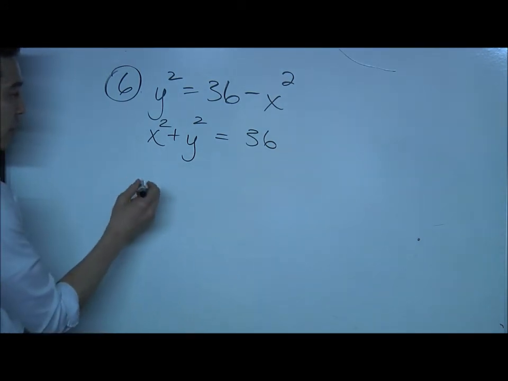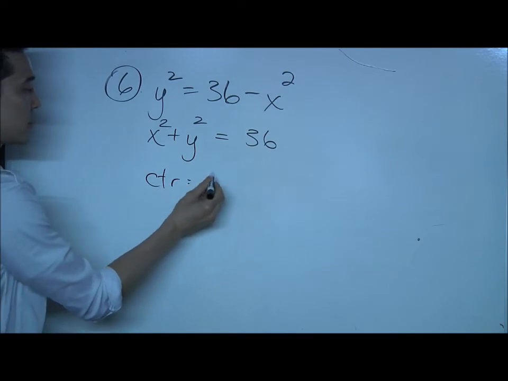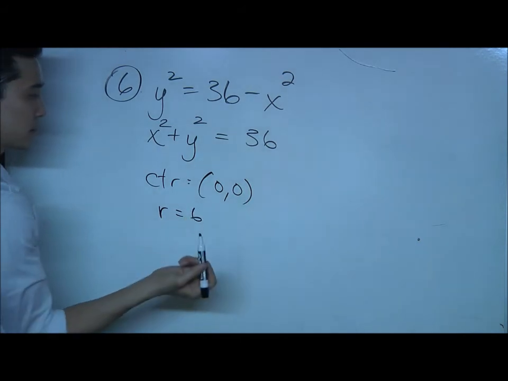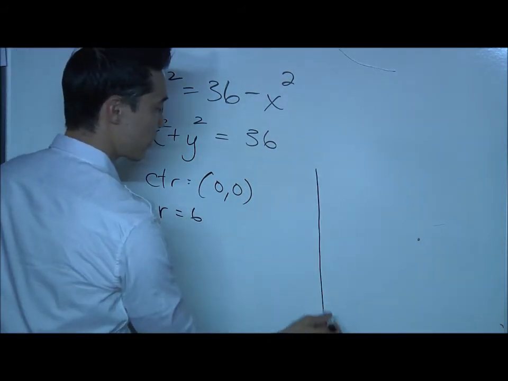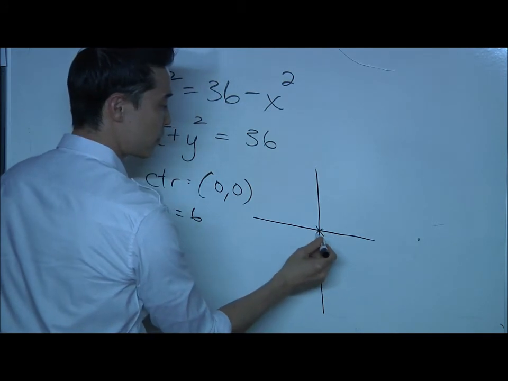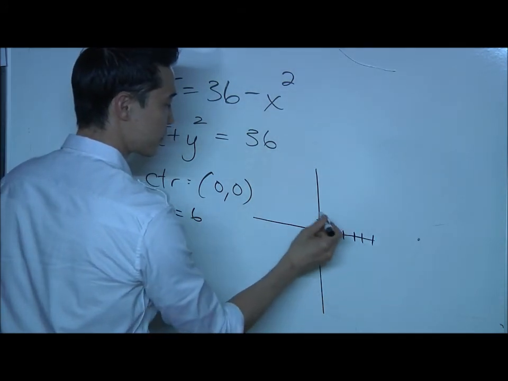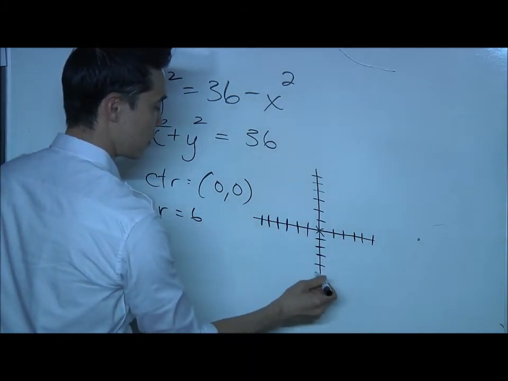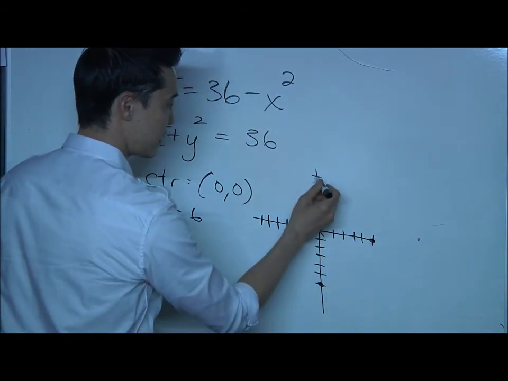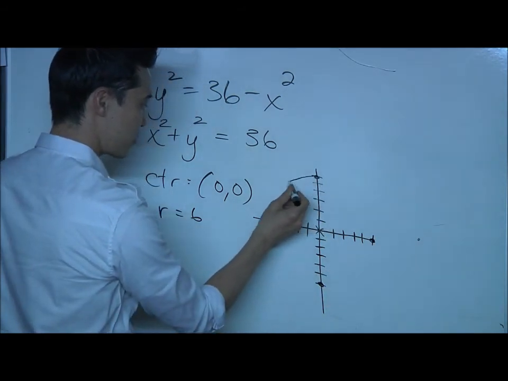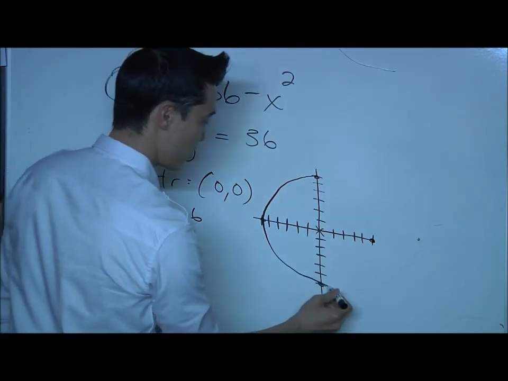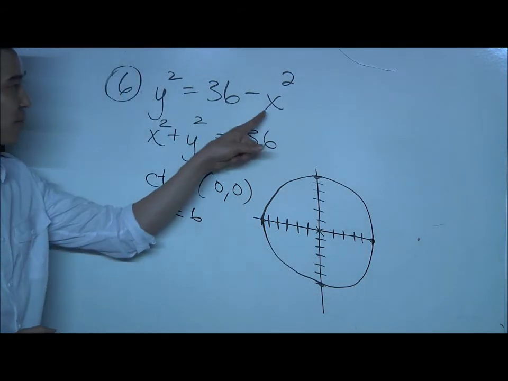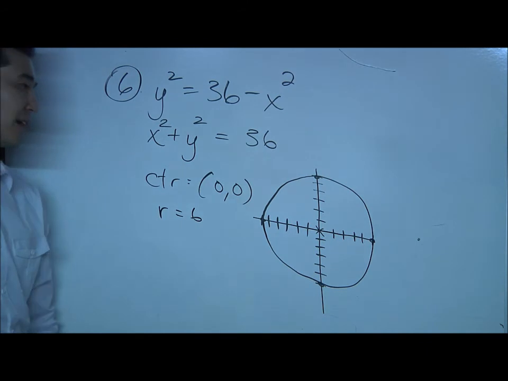So right away, I'm going to recognize this as a circle. The center of this circle is 0, 0, and the radius is this side, 6 squared. So the radius is 6. Okay, so quickly, easy to draw. My center is 0, 0, and then I'm going to go out 6 on each side. So go out 6 on each side, and then I'm sure you can draw way better than me. Just try to put a smooth looking circle. And that's it, okay? So don't fall for the trick of the negative x squared being over here. Bring it over to this side first, and you're done.